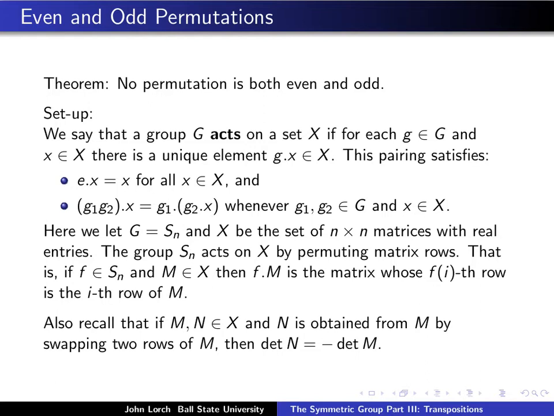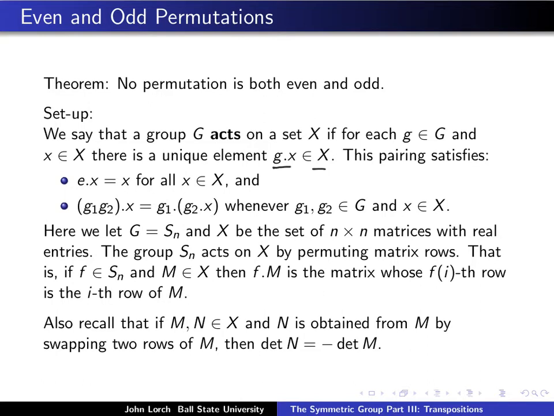So we say that a group acts on a set if for each element of the group and each element of the set, there's a unique element that you get from those two that lives in the set. And this pairing satisfies the following properties.